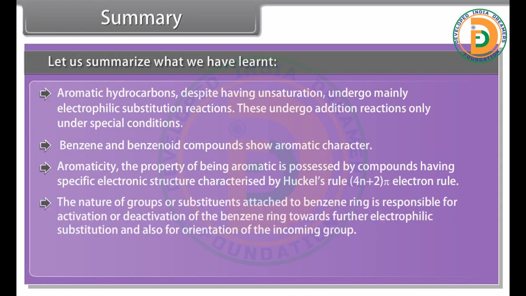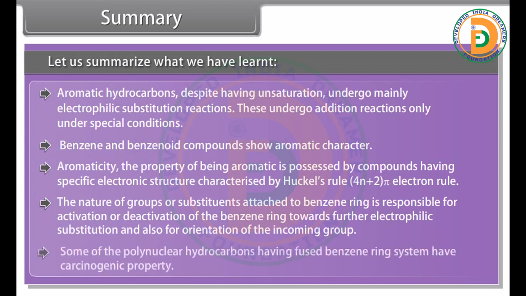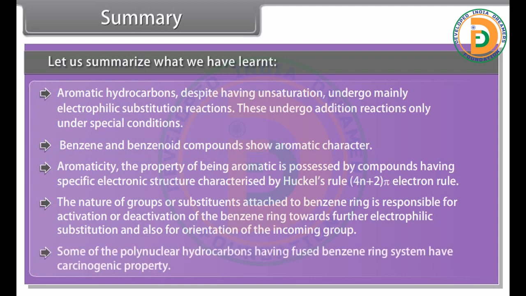The nature of groups or substituents attached to benzene ring is responsible for activation or deactivation of the benzene ring towards further electrophilic substitution and also for orientation of the incoming group. Some of the polynuclear hydrocarbons having fused benzene ring system have carcinogenic property.